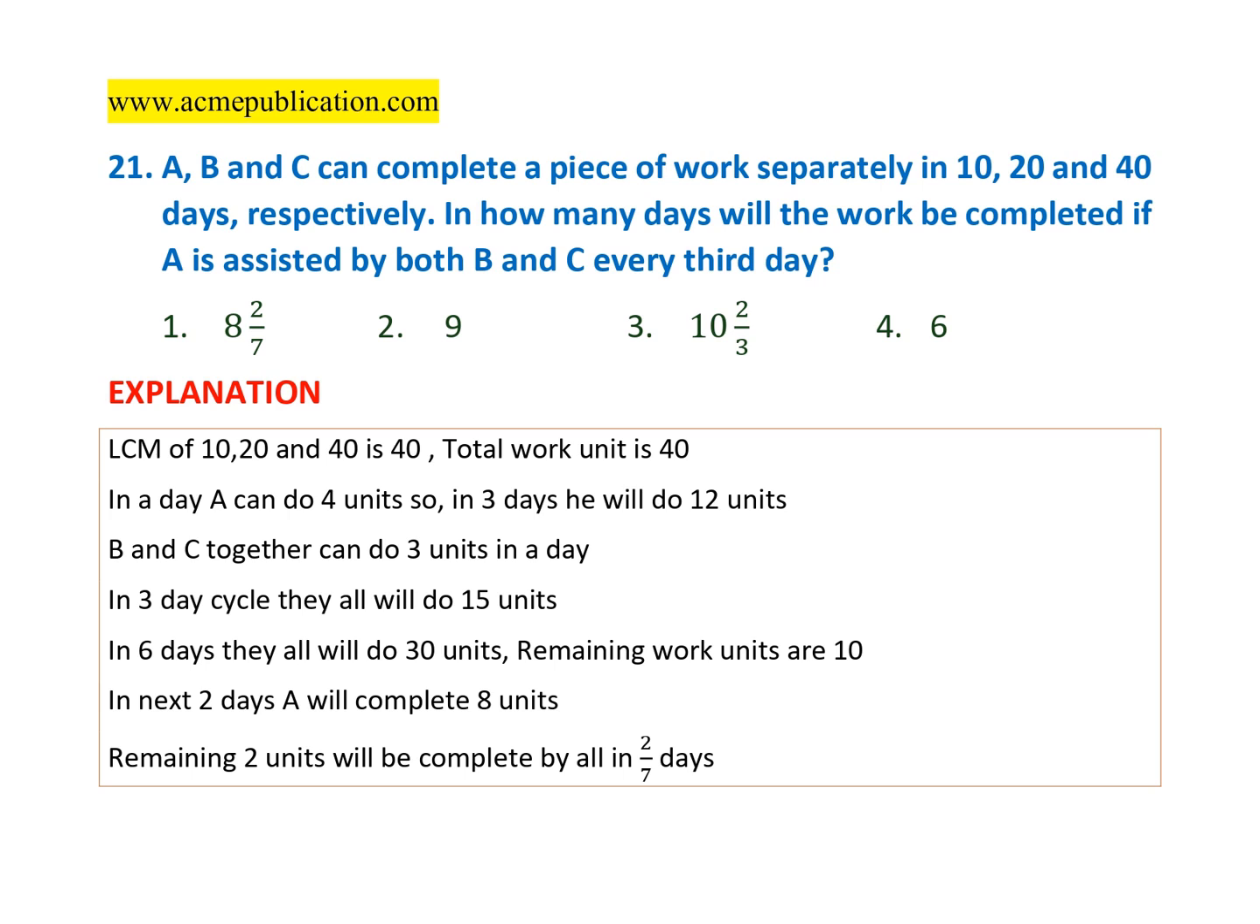In a 3-day cycle, they all will do 15 units of work. In 6 days, they all will do 30 units. Remaining work units are 10. In the next 2 days, A will complete 8 units and the remaining 2 units will be completed by all in 2 by 7 days. So the work will be completed in 8 and 2 by 7 days.